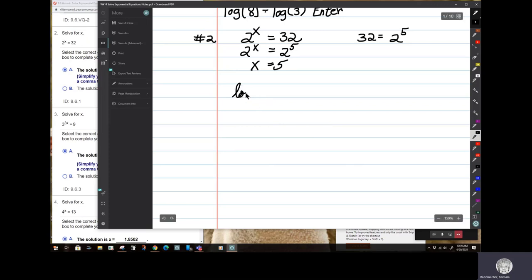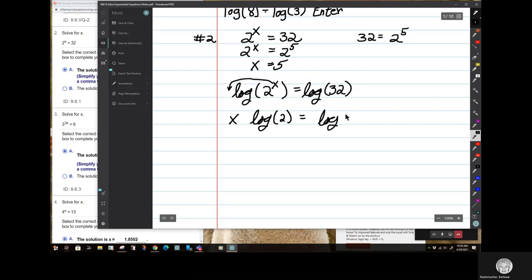So let's assume that you don't know. We're going to take the log of both sides. That's because only the log can bring the x down in front so that we can solve for it. There. Now, I bring the x down. That's the value of using logarithms. I'll have x times log 2 equals log 32. Log 2 is just a number. So divide both sides of the equation by log 2.